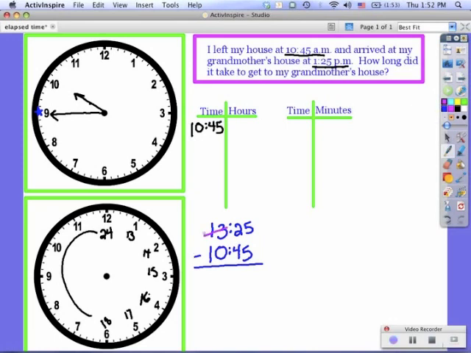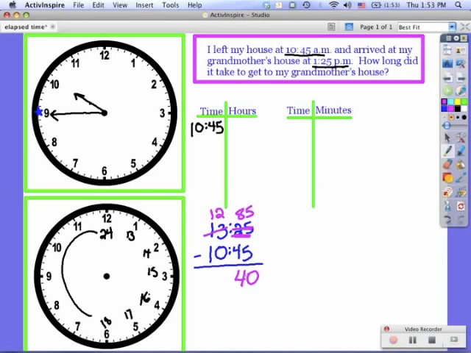So I borrow 1 hour from here, and that becomes 12, right? And I add 60 over here. Do I just get rid of 25? No. What is my new number going to be? 85. So, can I take 45 from 85? Yes. What is 85 minus 45? 40.